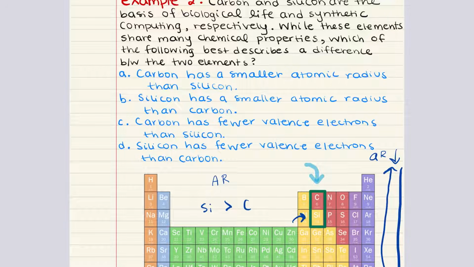Option C says carbon has fewer valence electrons than silicon. Now, this is incorrect because both elements have 4 valence electrons. They're in the same group, group 14, which means that they share the same number of valence electrons. Both elements have 4 valence electrons.